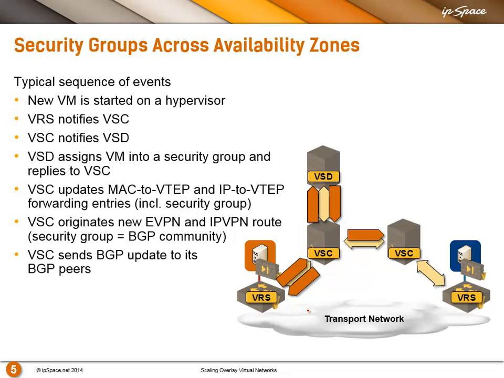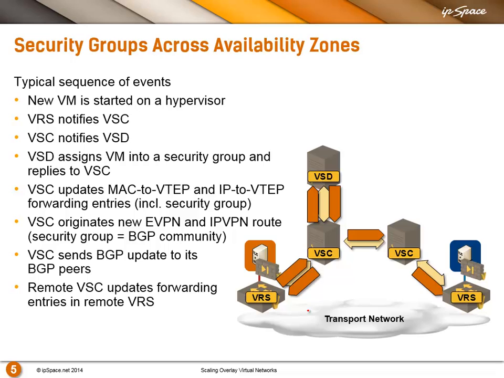Send the update to its BGP peers, and then the other VSC would use OpenFlow to update the forwarding entries, the mapping between MAC or IP addresses and security groups in the VRS, but the access control list itself wouldn't be changed. So this is more or less equivalent to what you get with IPsec on IP tables, but it's implemented with BGP and OpenFlow.